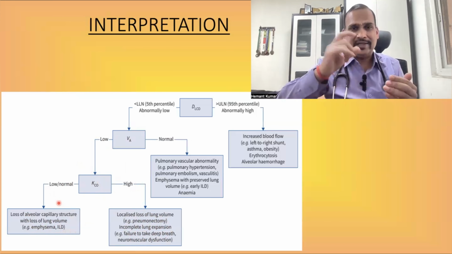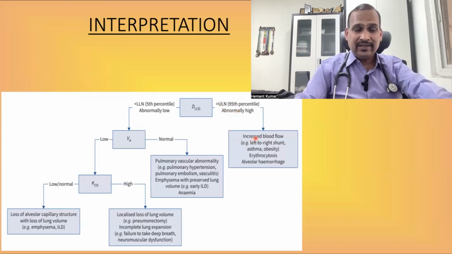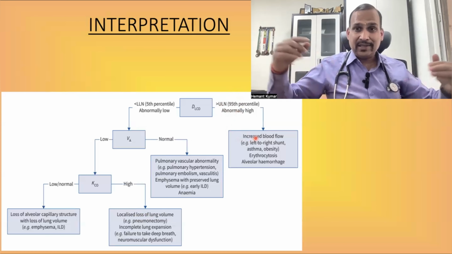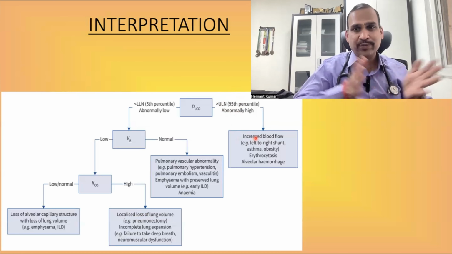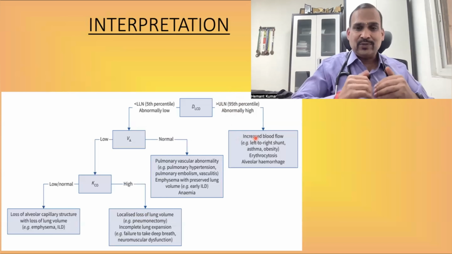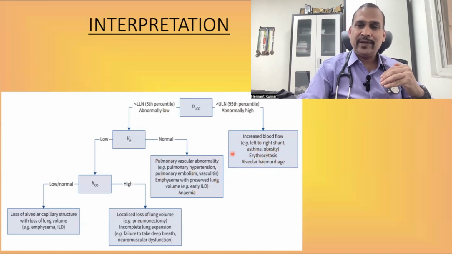If DLCO is more than the upper limit of normal, it means there is more blood supply. KCO is more because VA cannot be more. In that, the conditions are obesity, erythrocytosis meaning polycythemia, alveolar hemorrhage, and left to right shunt. So this is how we have to report or interpret DLCO.